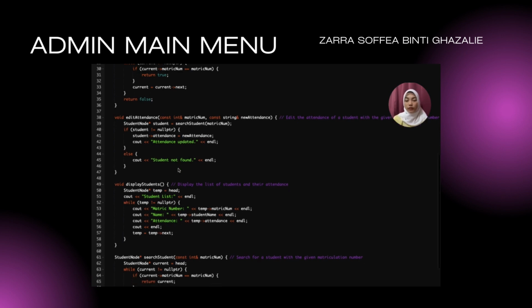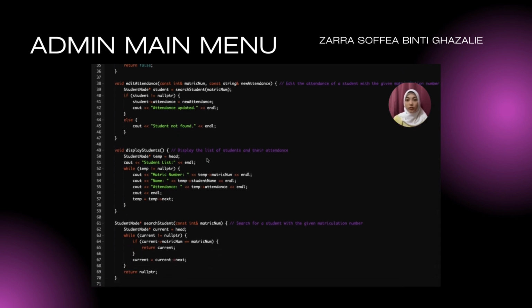Lastly, the display student function will print all the list of the students and their attendance. A temporary pointer is initialized to the head of the linked list. The function will go through the linked list and print the student matriculation number, name, and attendance for each student.